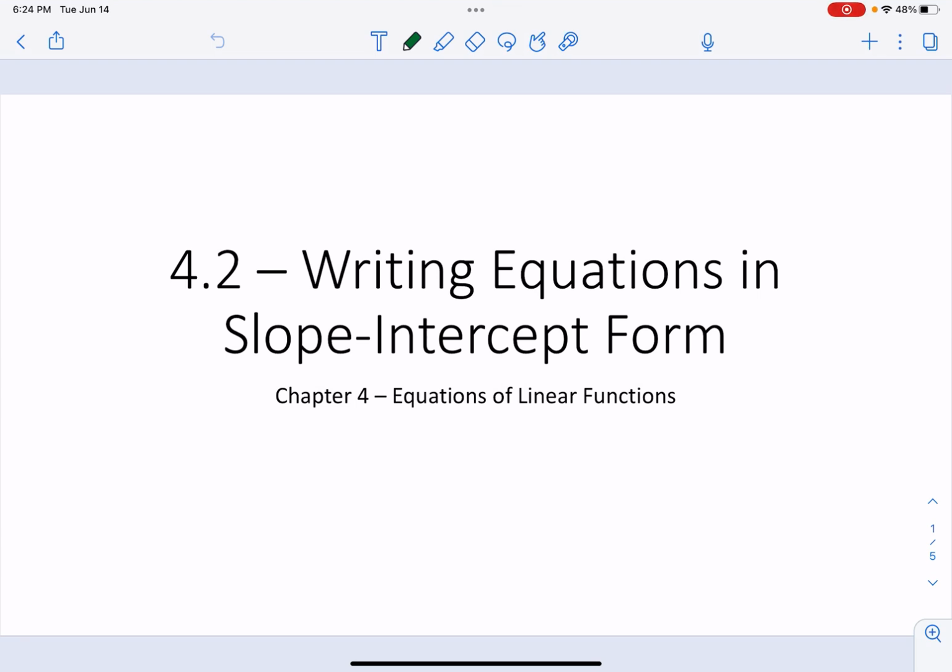In this video, I'm going to be talking about writing equations in slope-intercept form. So remember, our slope-intercept form was y equals mx plus b, where m is our slope and b is our y-intercept. And all you need when you're writing the equation of a line is a point and the slope.